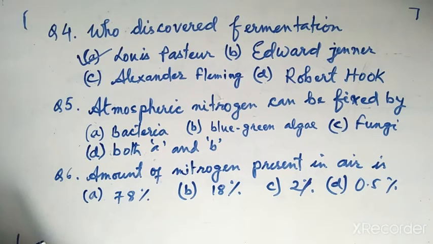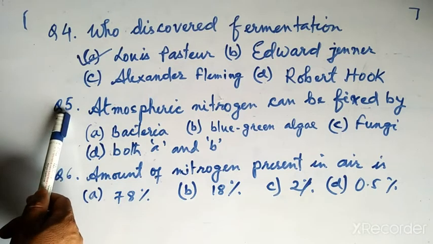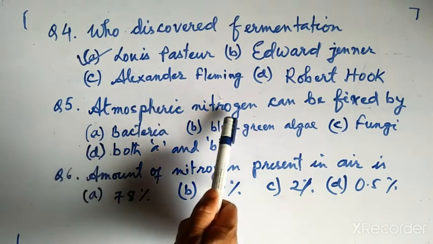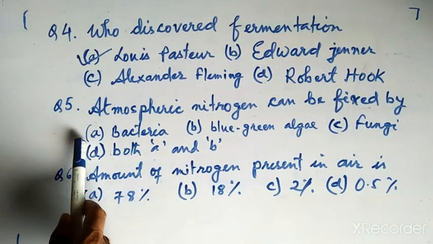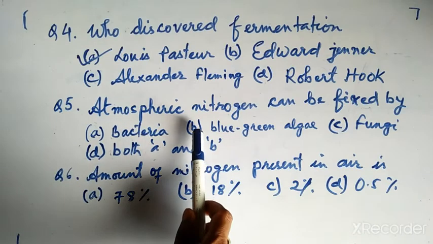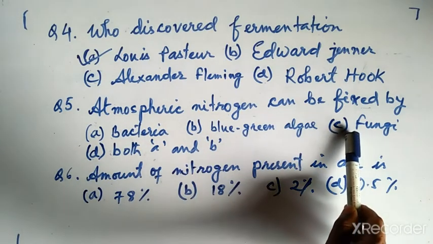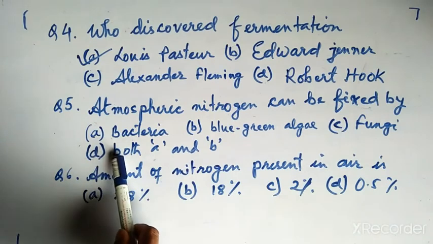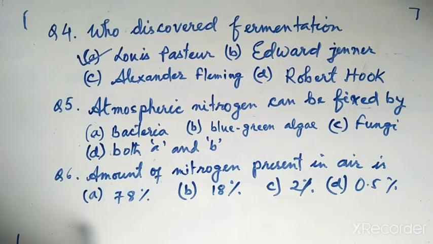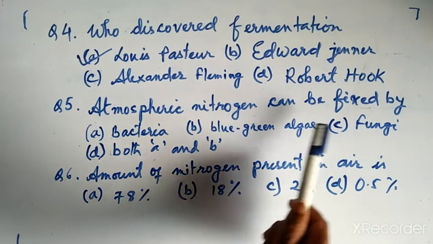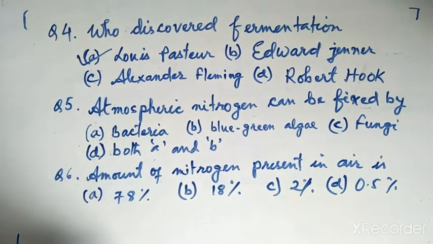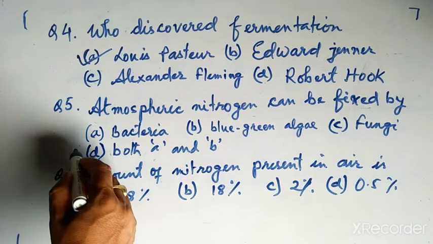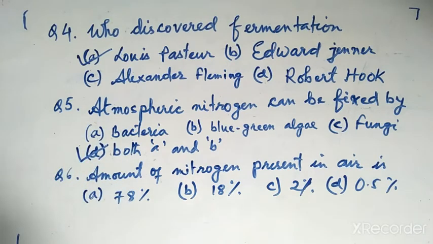Next question. Question number 5. Atmospheric nitrogen can be fixed by option A, bacteria. Option B, blue-green algae. Option C, fungi. Option D, both A and B. So atmospheric nitrogen can be fixed by bacteria as well as blue-green algae. So the correct option is option D, both A and B.